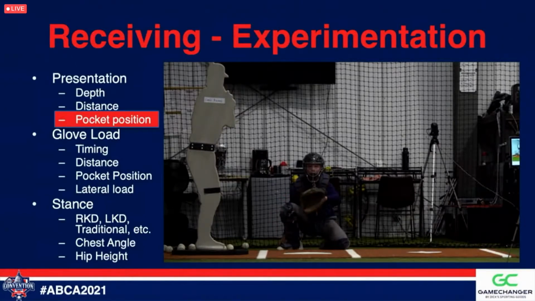We'll also play with pocket position on the presentation. So Braden here is going to finish with the pocket square to the pitcher, and he's also going to play with a bit of a glove roll. And this one's a great example of how a simple cue can affect more than just what we're cueing.